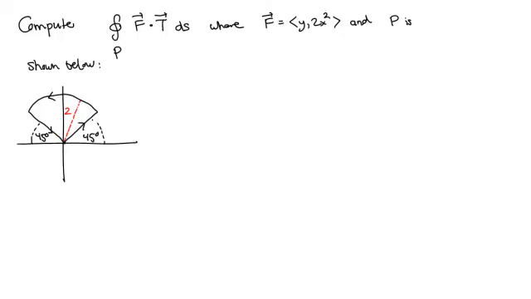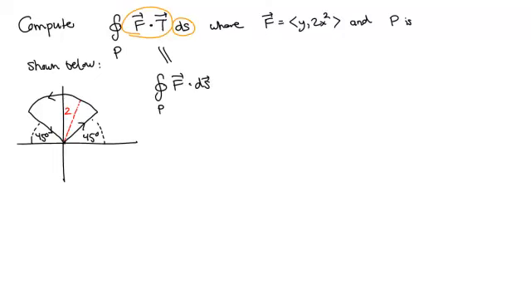Compute the closed line integral of F dot T ds over P, where F is the vector field y, 2x squared, and P is the pie-shaped periphery shown below. Now, the first thing to notice about this is, even though it's a ds with no arrow over the top, this isn't a scalar line integral. This formula right here, F dot T, was actually nothing more than our formula for what F dot ds is. So this is just one of the other notations that we use for a vector line integral. So now I know it's a vector line integral.